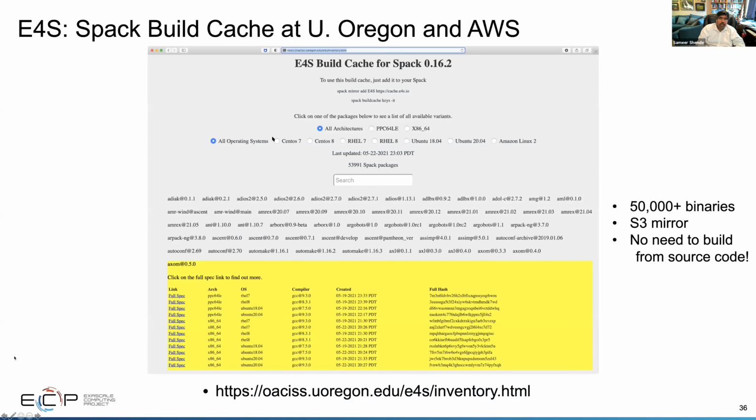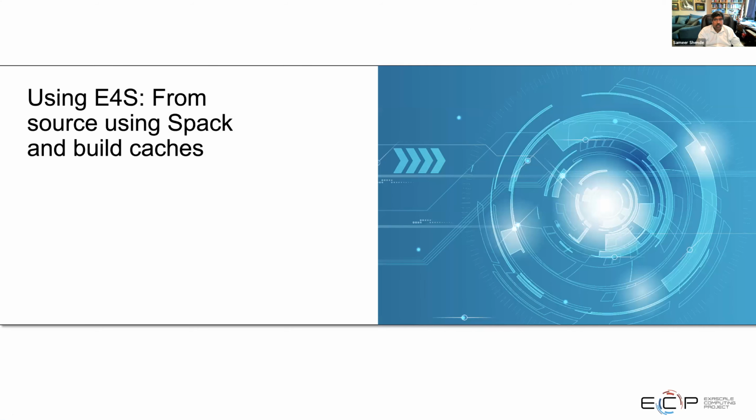We have over 50,000 binaries spanning a range of architectures and operating systems that you can find at this inventory.html page. And the build cache allows you to just download those binaries, provided you have the same architecture, operating system, compiler, and then the hashes will match if you are using that specific version of Spack and the build cache. And then you will not need to download the source code and build it. So that can cut down the time for installing your packages dramatically.